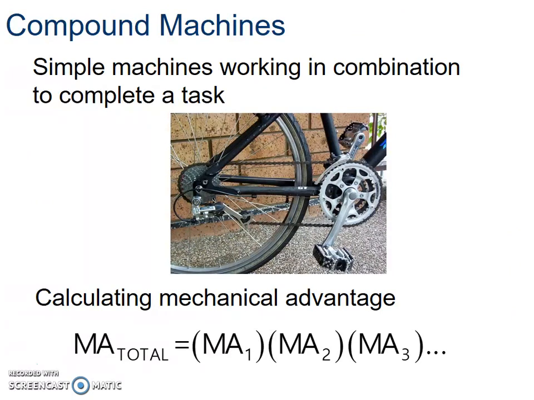Compound machines are when you combine two mechanical systems together, so two simple machines. So in this example, the wheel and axle and another wheel and axle, and all you do is just multiply the mechanical advantages together. Again, if you have any questions, come and ask your teacher.